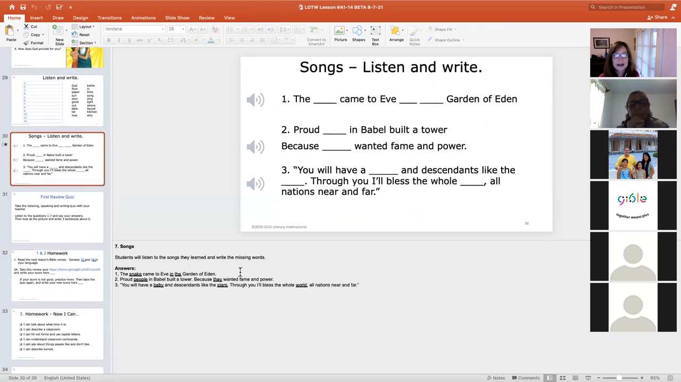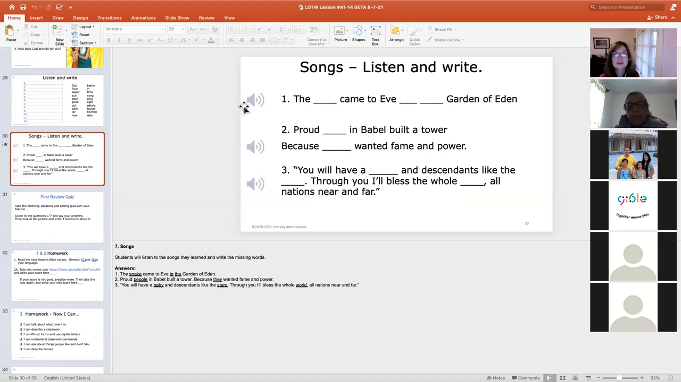For part 7, we have songs. So these are 3 songs that they've already heard in previous lessons. You can just click on the little icon here to play the songs. I'm not sure if my audio is working. Can you guys hear that audio? No? Okay. Well, I can hear it, but I think for some reason it's not transmitting.